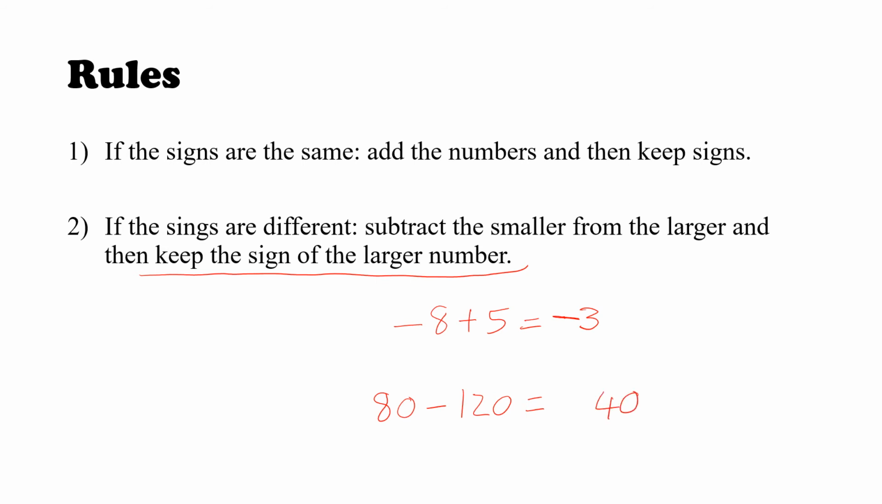And to wrap it up, I keep the sign of the larger number, which is negative. 120 is larger than 80 in terms of face value. So my answer will be negative 40. And people, that's as easy as the 2 rules go.